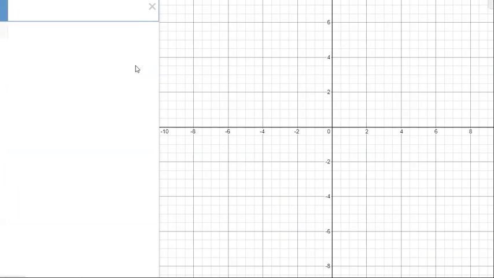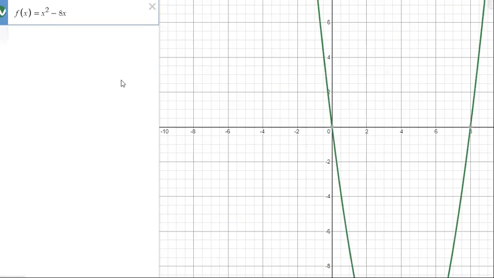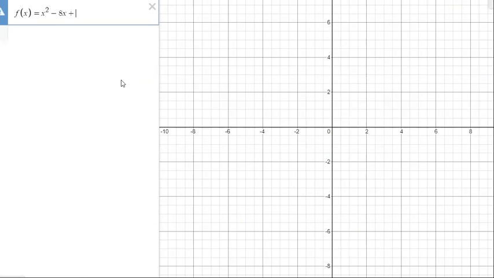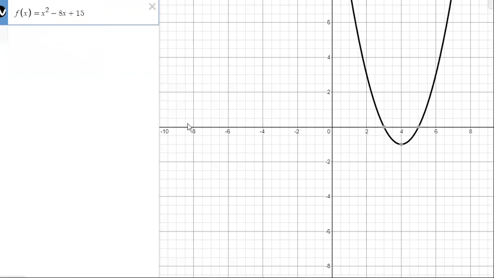All right. So I've got f of x is equal to x squared minus 8x plus 15. And I get this green graph over here. Okay. I'm going to change it to black. And what I'm going to do is I'm going to highlight the two roots, right?